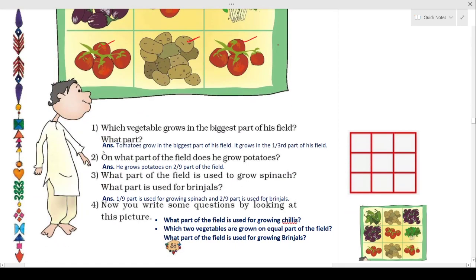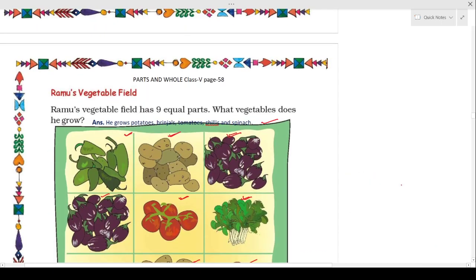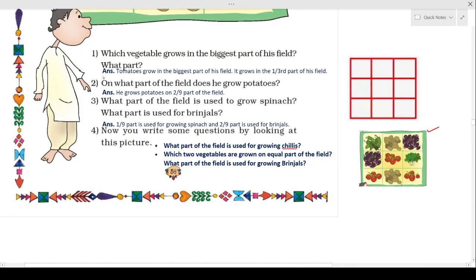Now the next question is which vegetable grows in the biggest part of his field? So children, here I have drawn a small field of Ramu's, you can see here. Okay, so what we have to do here, children, is find which vegetable grows in the biggest part of his field. Means you have to find which vegetable grows in the biggest part.